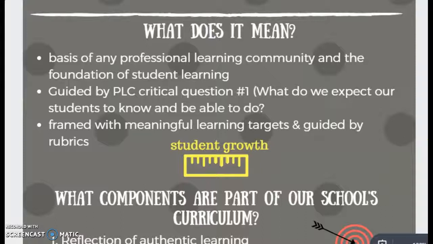So really, a guaranteed and viable curriculum holds student growth at its core and works to provide a platform for that growth. The next question I want to address and have some discussion about is, what components are a part of our school's curriculum?